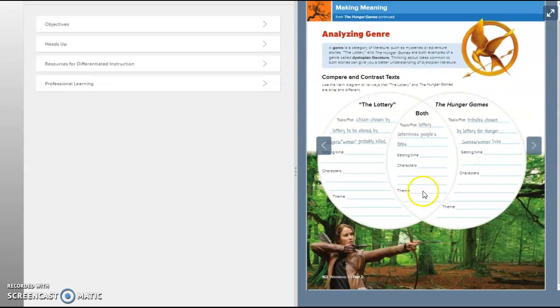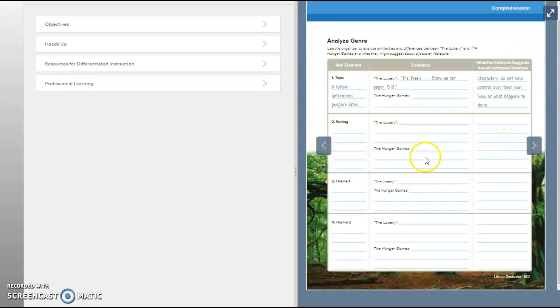Okay, so this is from page 162. Now as we jump over to page 163, we're going to analyze some of the thoughts that we put together from yesterday's page. So you'll be using yesterday's page to help you build this. It says, use the organizer to analyze similarities and differences between The Lottery and The Hunger Games and what they might suggest about dystopian literature. All right, so first off, we've got the topic.